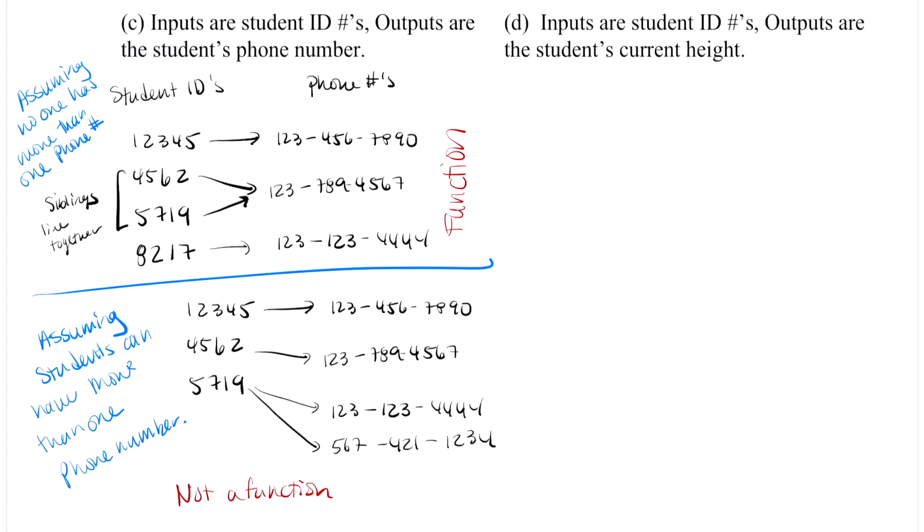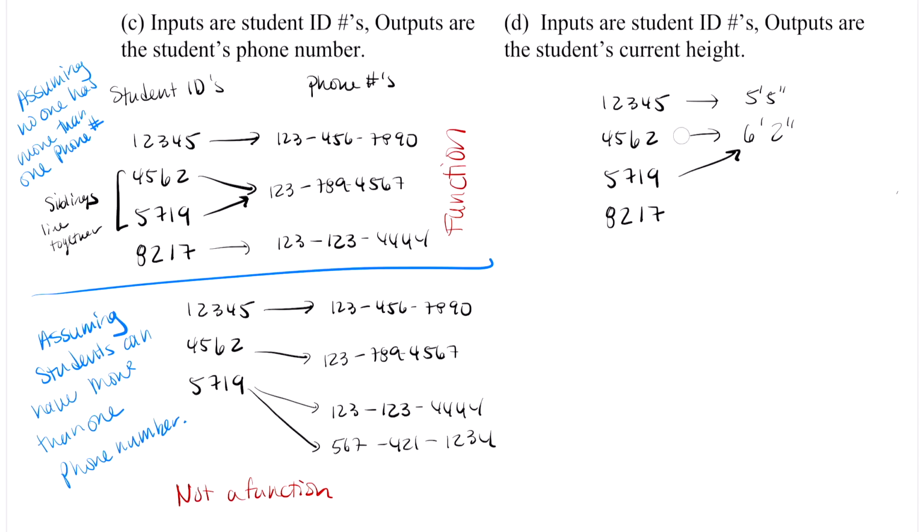All right, let's look at part D. And part D should be a little bit simpler because no matter what, everyone's only going to have one height. So let's start with our students again. And look, I'm back to having 4 students. And let's say this first student is 5 feet 5 inches. This next student is 6 feet 2 inches. This next student is also 6 feet 2 inches.